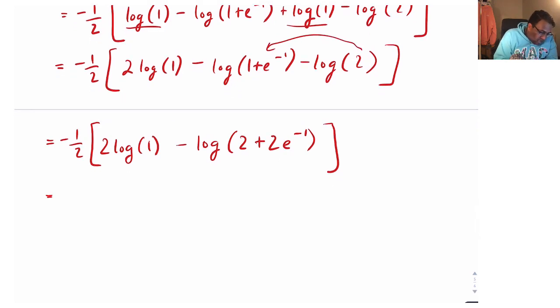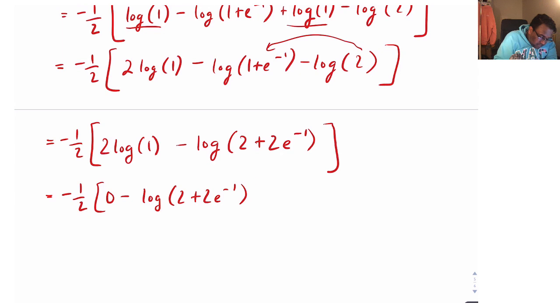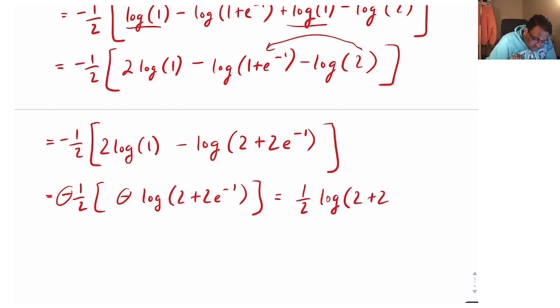Now, there's a simplifying step that I should have made earlier. It's the fact that the log of 1 is 0 for any base. What the log of 1 is saying is give me the exponent I put on my base to get 1. Any base raised to 0 is equal to 1, so the log of 1 is just 0. And so this simplifies to 0 minus the log of 2 plus 2e to the -1. I dropped the 0. It turns out these two minus signs cancel out with one another, and I can write this as 1/2 of log of 2 plus 2 times e to the -1.